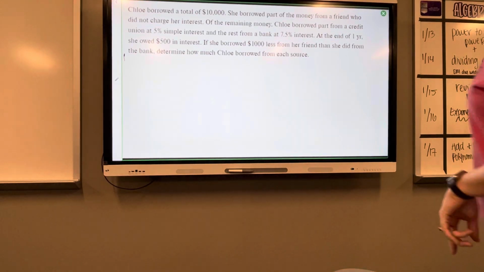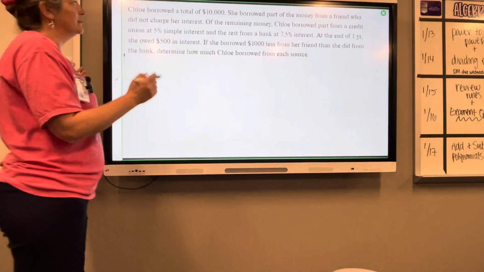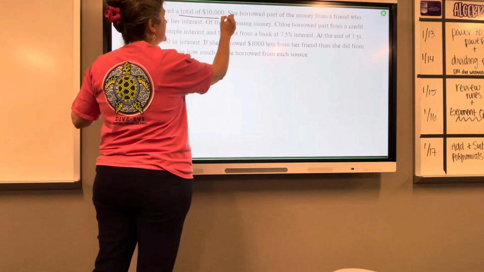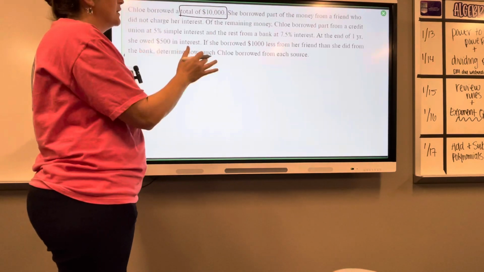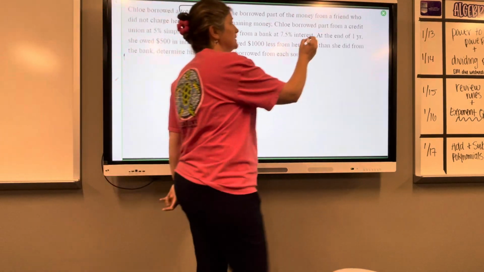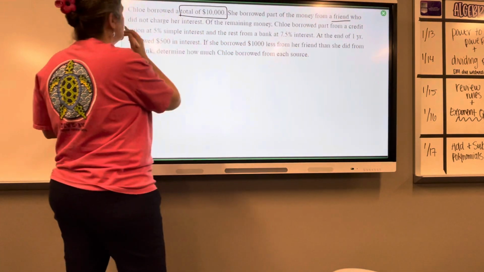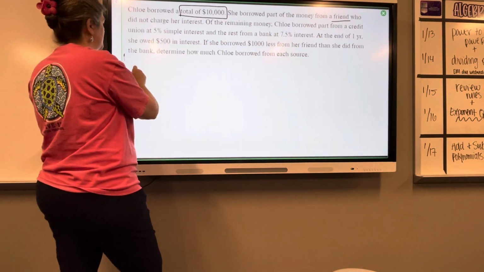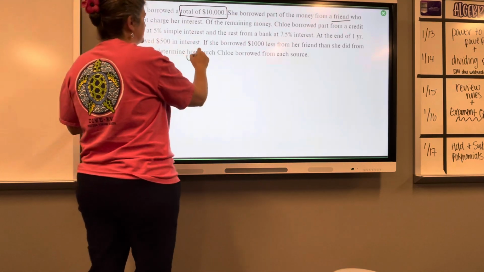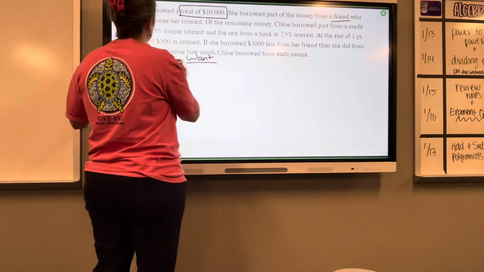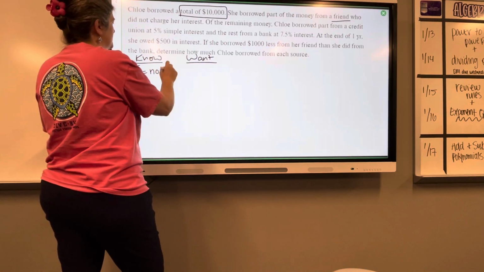Okay, so this is an example from 8.2 where Chloe borrowed a total of $10,000. So that's going to be important information. She also borrowed part of the money from a friend who did not charge her interest. Interesting. So for the friend, I'm going to make my know and want lists. So I know friend, no interest.